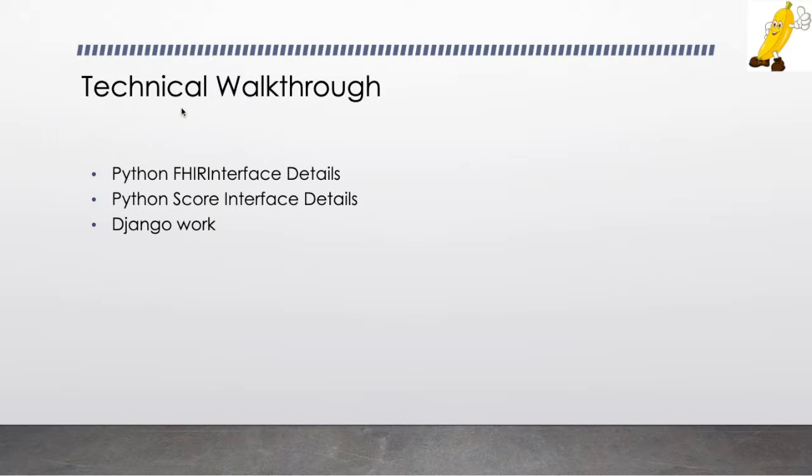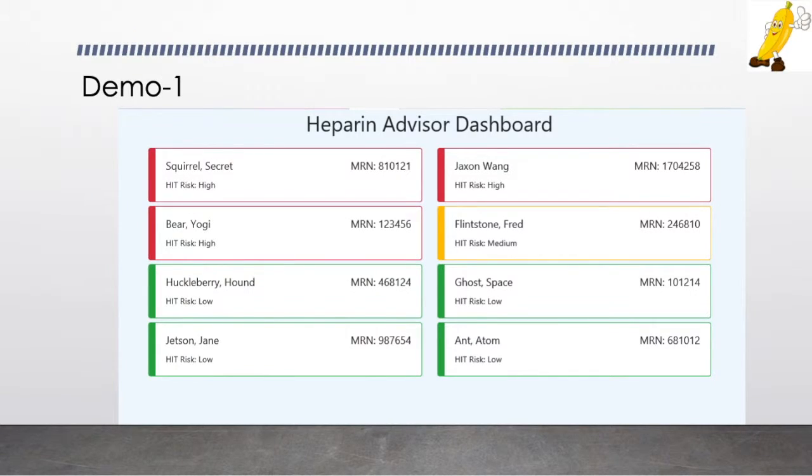We will switch over. In this, we'll also talk a little bit about the FHIR interface in Python, some scoring detail for the 4T score of heparin-induced thrombocytopenia, and let's get into the app.